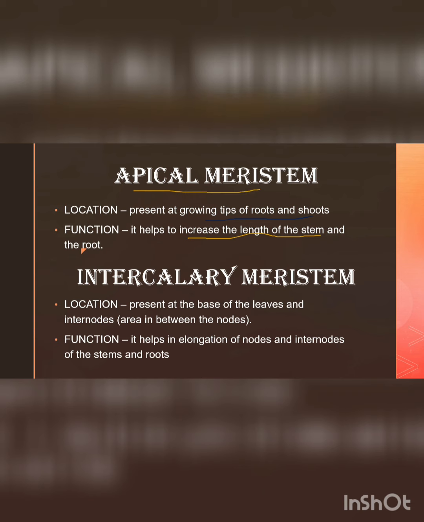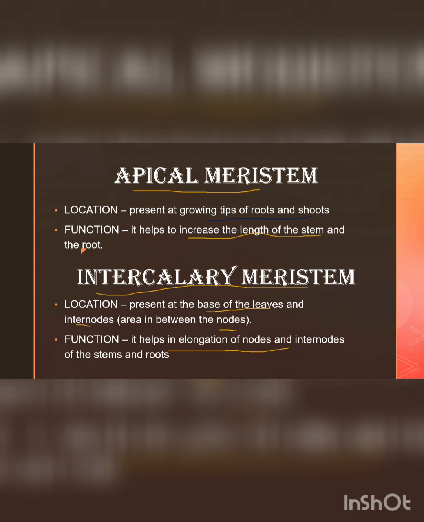Okay, next comes to your intercalary meristem. So in this intercalary meristem, as I already told you, it is located in the area of nodes and your internodes, and even it is present at the base of the leaves. Okay, what is its function? See, always remember its function is it will help in elongation of nodes and internodes of your stems and root. Okay, as I already showed you in the previous diagram where the nodes and where the internodes are located.